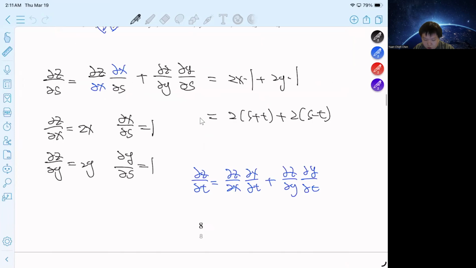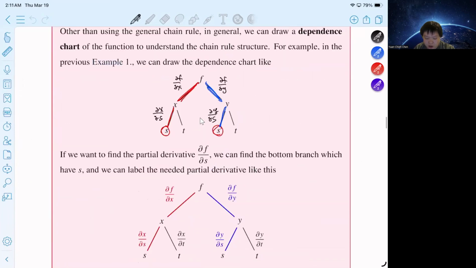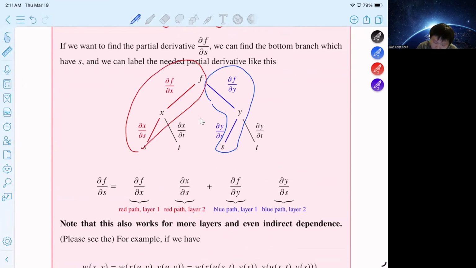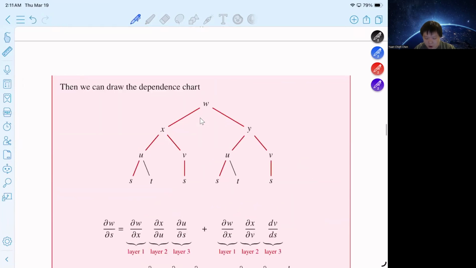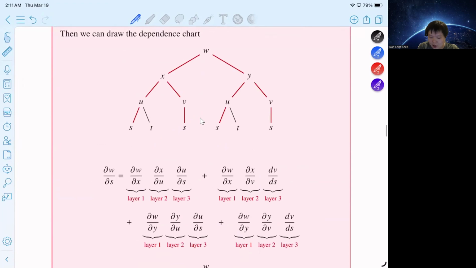But if you want to use the graphic way to do this, we also have the dependence chart. So if f depends on x and y, and x and y depend on s and t, we just have to do this part and this part to do s. And we can also have something like this. So w depends on x and y, and x and y depend on u and v, and u and v depend on s and t.